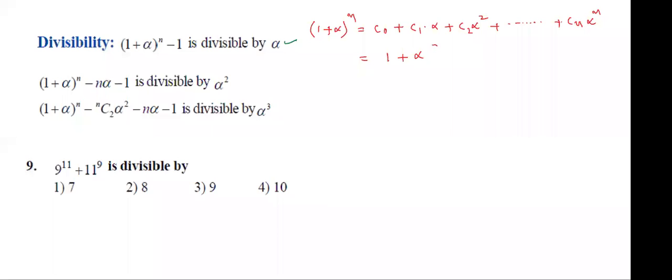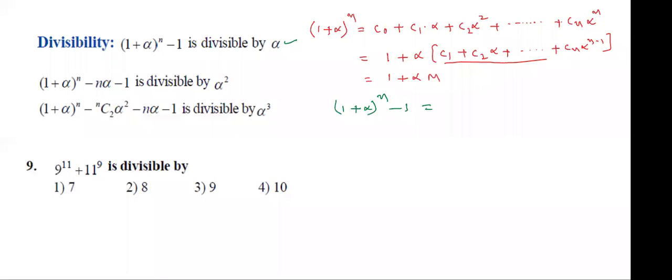From here onwards, take alpha common. The remaining terms are C1 + C2 alpha + C3 alpha squared and so on, up to Cn alpha^(n-1). So this is 1 plus alpha into some integer, suppose m. Now observe here, (1 + alpha)^n - 1 is equal to alpha into an integer. Is it divisible by alpha or not? Yes, integer times.